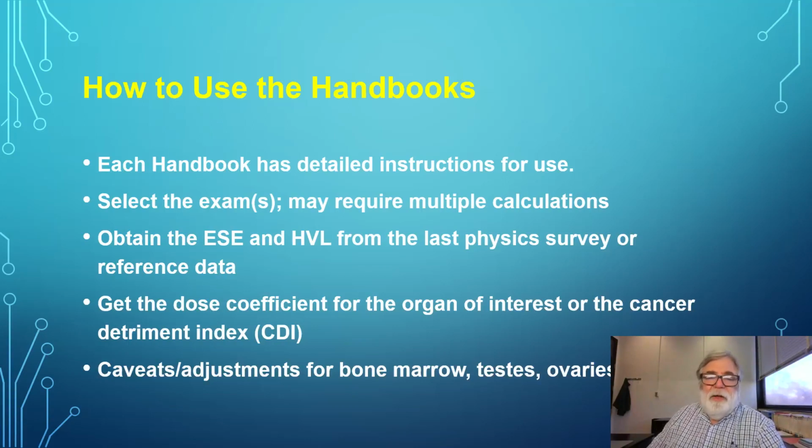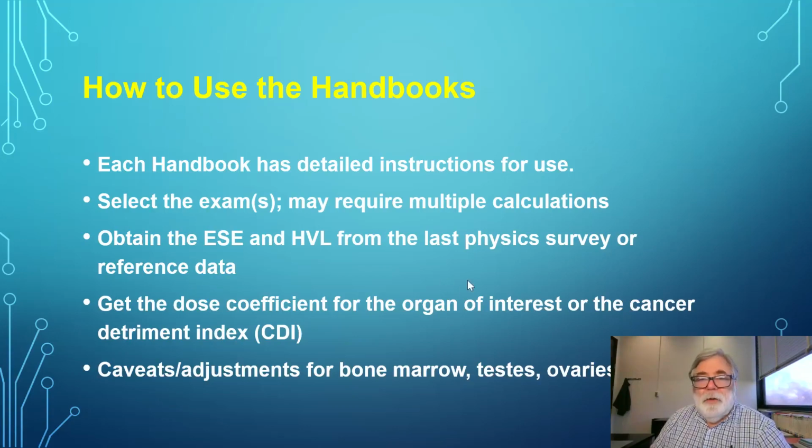The instructions have additional caveats and adjustments that relate to bone marrow, because the area that's exposed in a bone marrow is much smaller than the area of the field of view. So testes and ovaries, in the past it's been common to use gonadal shielding. That's no longer recommended, and so those recommendations relate to the shielding that might be possible if gonadal shielding was used. But that's how you go about it. It's a straightforward calculation, just like the nuclear medicine calculations were. We get a dose coefficient, we find out what the entrance exposure was, or we look it up from our last survey, and we calculate what the patient would be.